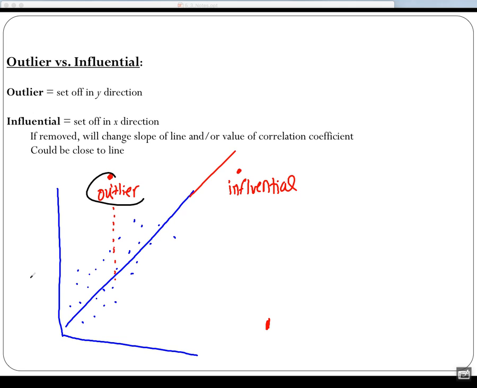So there's no way to test for an outlier that we're going to do. If there's a point that looks like an outlier, you're going to call it a potential outlier. The way to test for an influential point is to calculate r and then calculate the slope, taking into account all of those data points. Then delete that point and calculate them again. If either one of them changes drastically, then that point is influential. So if you do the regression with that point and you get an r value of 0.5 and then you do it again and you get an r value of 0.3, that point is influential.